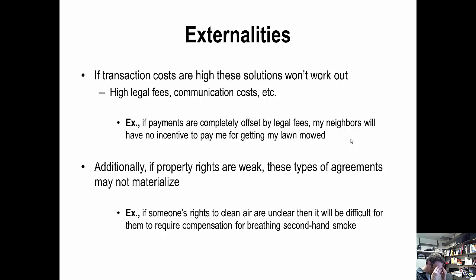Now, if transaction costs are high, this might not work, because if I have to pay money to seek compensation, for instance, then the benefits of that compensation are going to be offset by legal fees and search costs, and I might not actually engage in this Coasean bargaining to begin with. In addition, if property rights are weak, it's hard to figure out if someone's rights have been violated, even if it's clear that an external cost has been produced. Then again, Coasian bargaining isn't going to work out so well. So Coasian bargaining really only works in a very limited number of cases where you have low transaction costs and very clearly defined and enforced property rights.